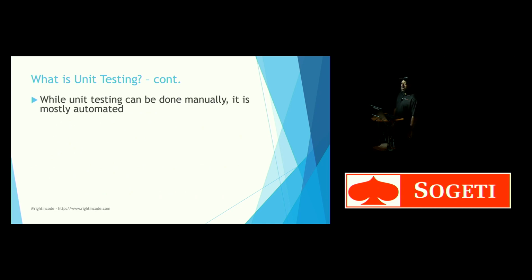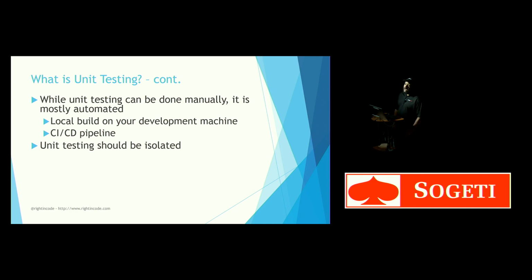While unit testing can be done manually, it's mostly automated. That's where you get all of the value. Typically it's part of either your local build on your development machine or part of a larger CI/CD, continuous integration, continuous deployment pipeline.